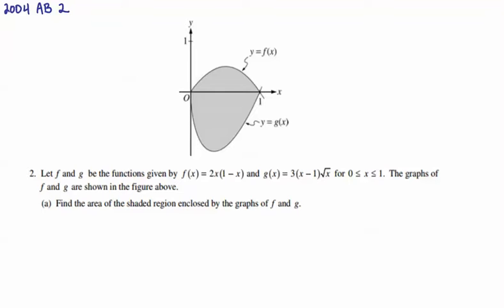So it starts off with f and g are the functions given by f of x is 2x times 1 minus x, and g of x is 3 times x minus 1 times square root of x on the interval from 0 to 1. Graphs of f and g are shown in the figure above. Find the area of the shaded region enclosed by the graphs of f and g.